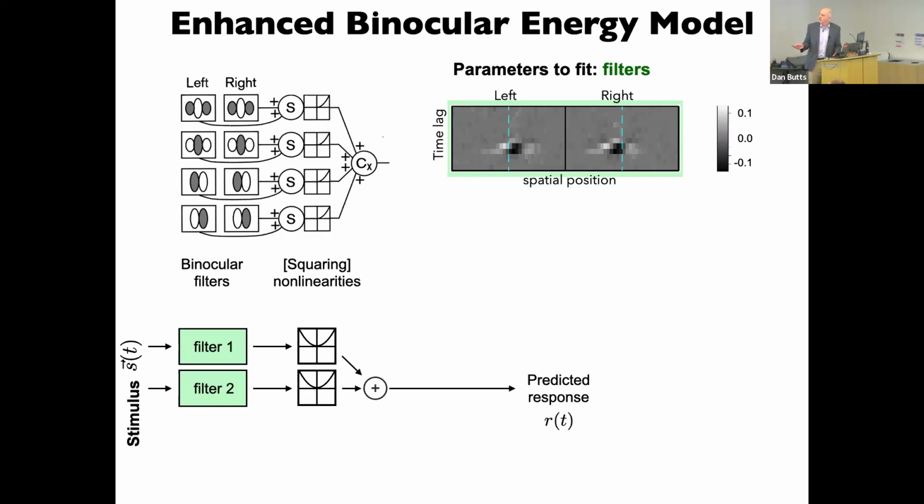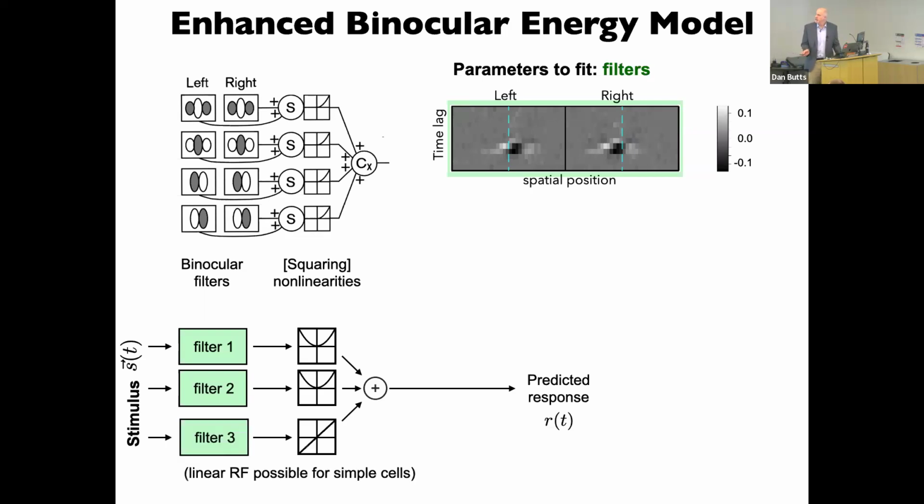It's showing the selectivity to white and black as a function of time lag back of the stimulus that has been presented across both eyes. And because it's a single filter, it's implicit that this is summed between left and right eye. We enhance this binocular energy model in our data-driven approach to add a linear receptive field, so that if it's a binocular simple cell, we can also explain responses.